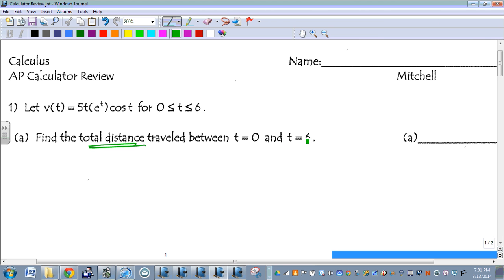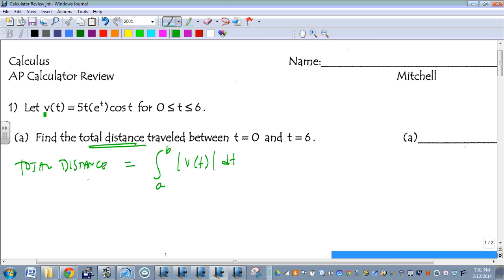So does anybody remember the formula for total distance? All right, well, more than just absolute value of velocity. The definite integral, right, from a to b of the absolute value of velocity. So this one we really don't need a whole lot for our calculator.